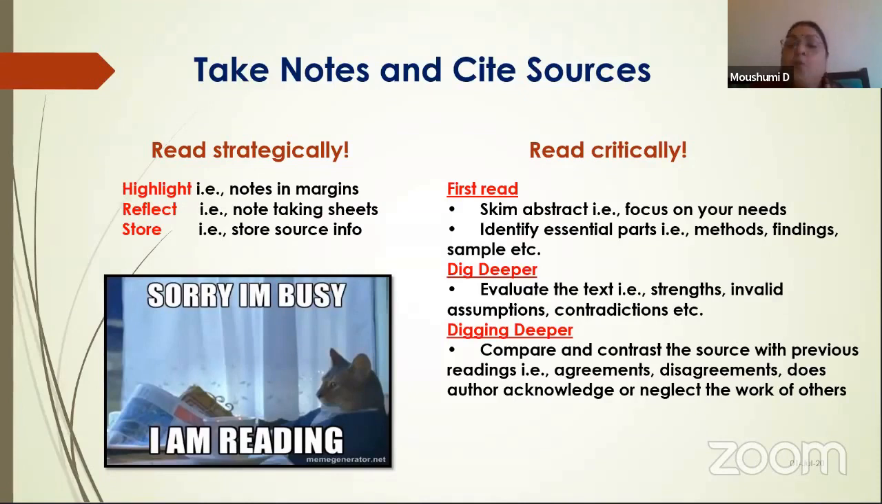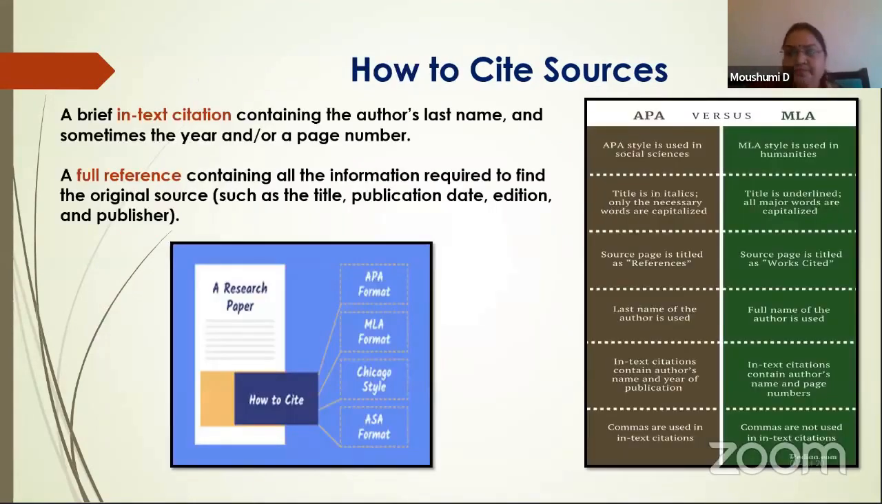What agreements he has, what disagreements he has. Does the author acknowledge or neglect others' work or not? So as I go deeper, I find clear water. As I go deeper into my research study, my literature review becomes clearer, crystal clear. That is what is required. So always the bulb of the researcher's mind should be on when you write a literature review.